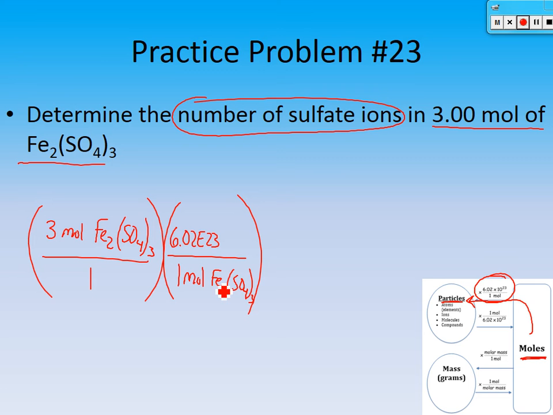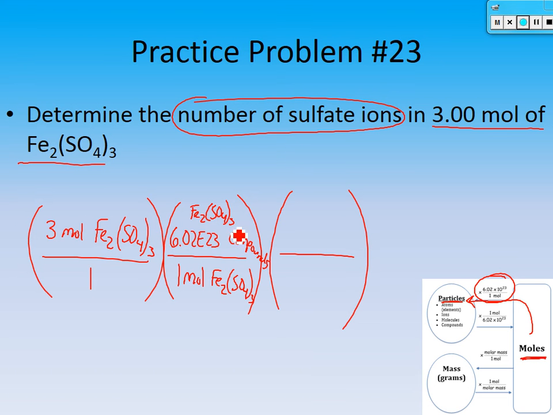Now, this is where we have to pay attention. Is Fe2(SO4)3 an ion or a compound? This is a compound. So I'm going to put Avogadro's number of Fe2(SO4)3 iron sulfate compounds. Okay? So what I just did right there was get over to compounds first. Now, from there, we can create our own conversion factor to go to sulfate ions. And this is how I would do it.